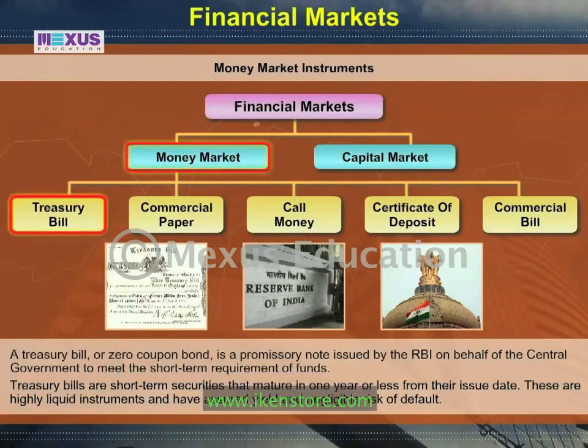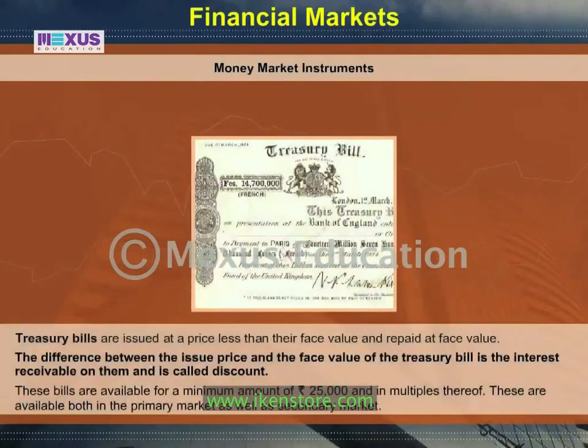Treasury bills are short-term securities that mature in 1 year or less from their issue date. Treasury bills are highly liquid instruments and have a short yield and negligible risk of default. Treasury bills are issued at a price less than their face value and repaid at face value. The difference between the issue price and the face value of the treasury bill is the interest receivable on them and is called discount.